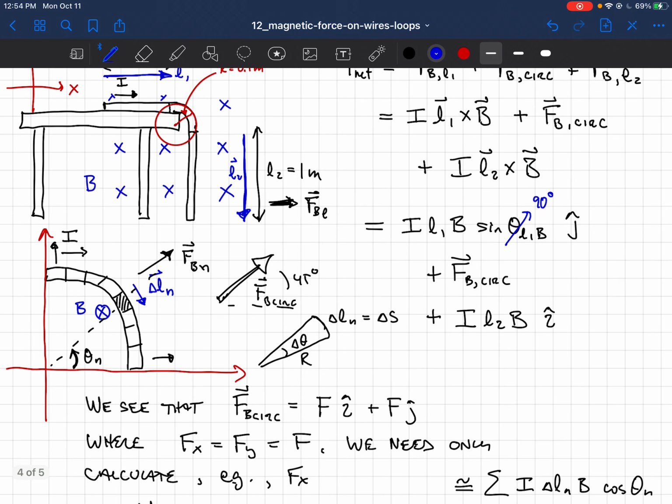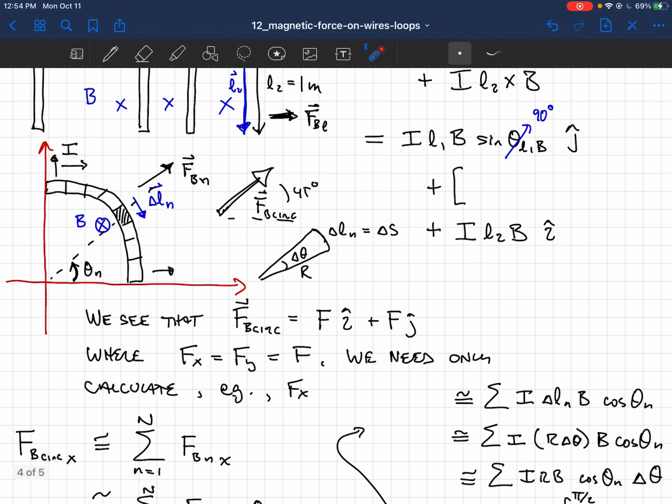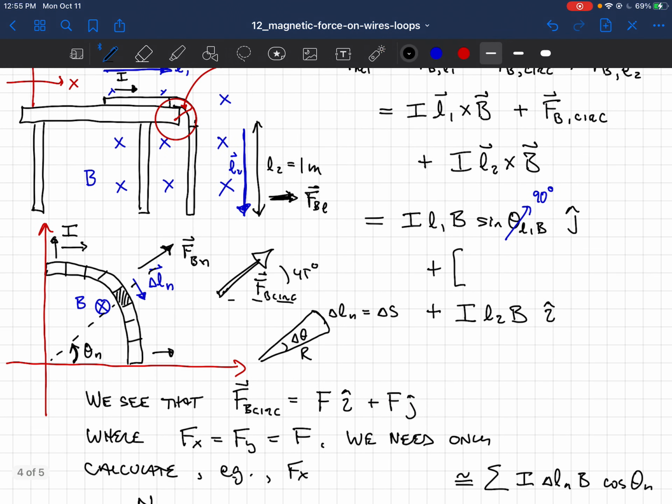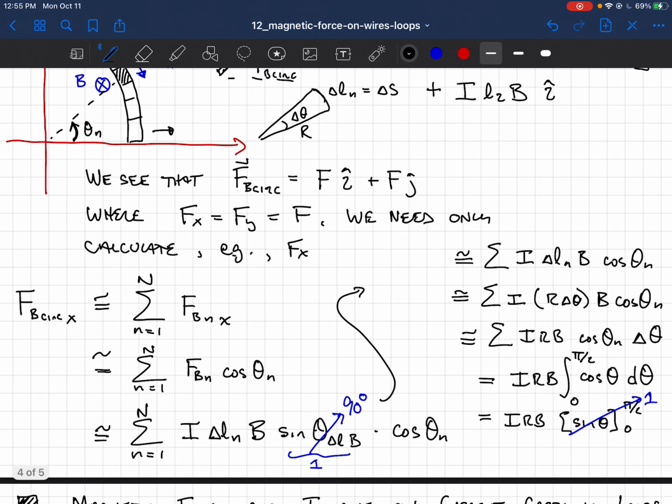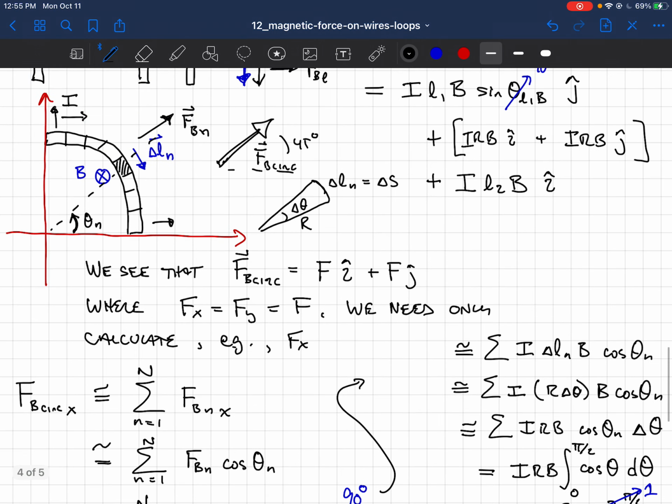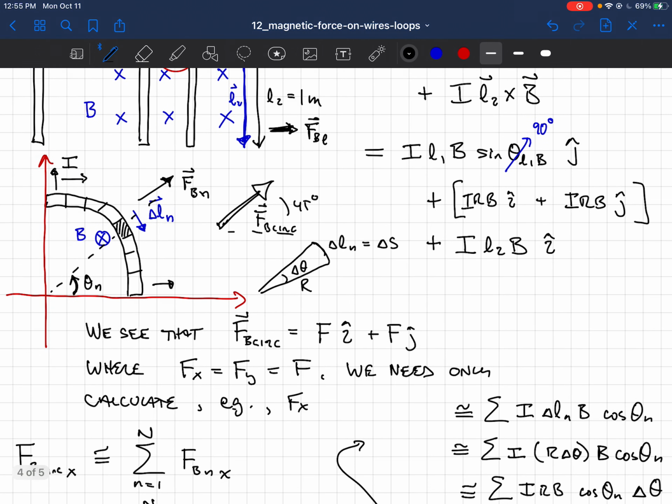So what do we get for the whole thing? Well, since I'm running out of space, I'll just erase this and plug it in. As we said, it's going to be that component times i hat plus that same component times j hat. So it's going to be IRB i hat plus IRB j hat. And that's our final answer. So there we go. That's the result. Seems weird to me that it's just IRB and IL, but that's what it is.